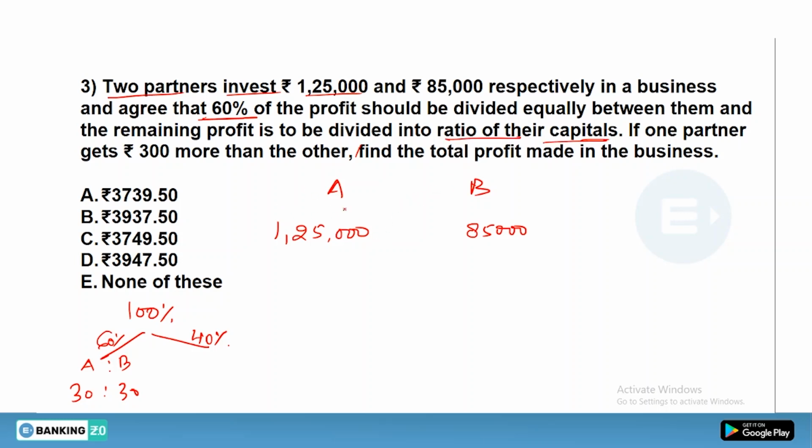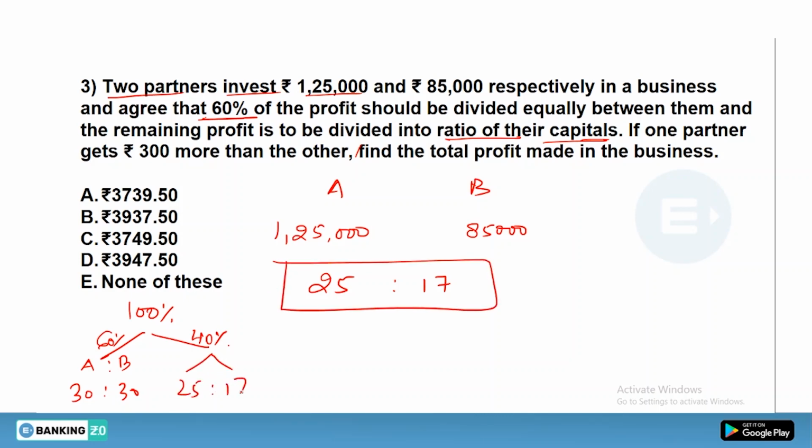Okay, and if time is equal, that means their capital ratio would become 25:17. Okay, that means this 40% will be distributed in 25:17. Now how can you solve this? Because if you take 25 and 17 as the total profit, you will see that it will become 42, which means 42 ratio would become 40%, and that would create confusion in students' minds. So what will you do?